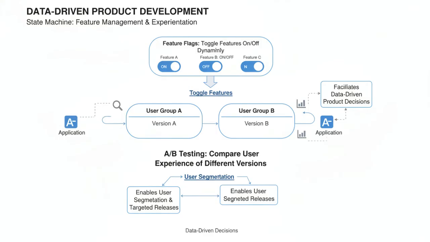These strategies empower product teams to perform continuous delivery, conduct experiments, and target specific user groups with new functionalities, all while mitigating risks and ensuring a controlled release experience.